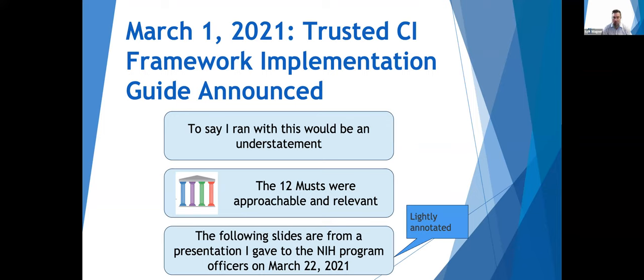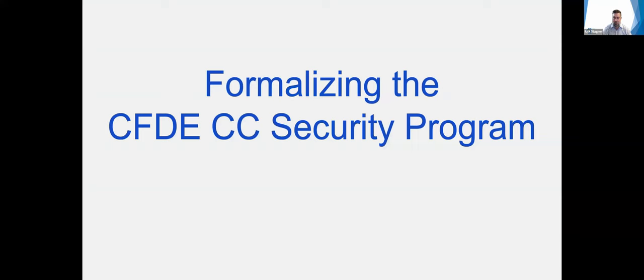So to give you an idea, it comes out on March 1st. I read it. The slides that I'm going to show you are some annotated ones where I put notes in, but this was something I gave to a Monday morning touch base with NIH program officers on March 22nd. So within 3 weeks, I had incorporated the thinking of the framework guide to describe what I thought the Trusted CI or the CFDE security program should look like. So the idea was to formalize it. We needed a direction, and this is the way we chose to go.